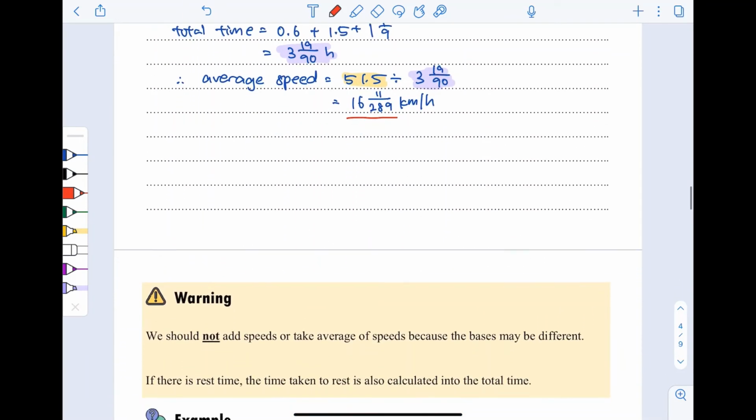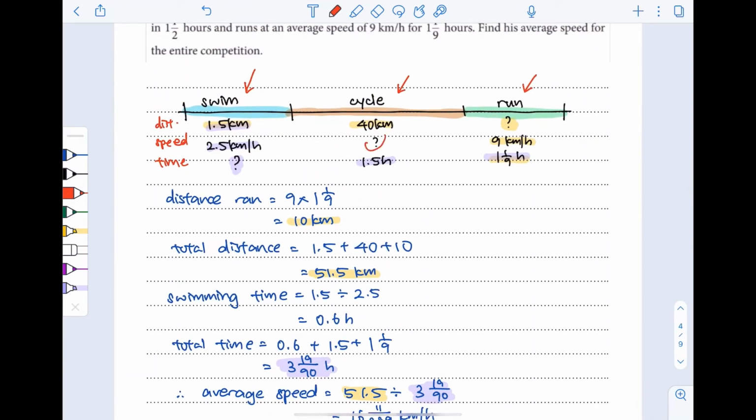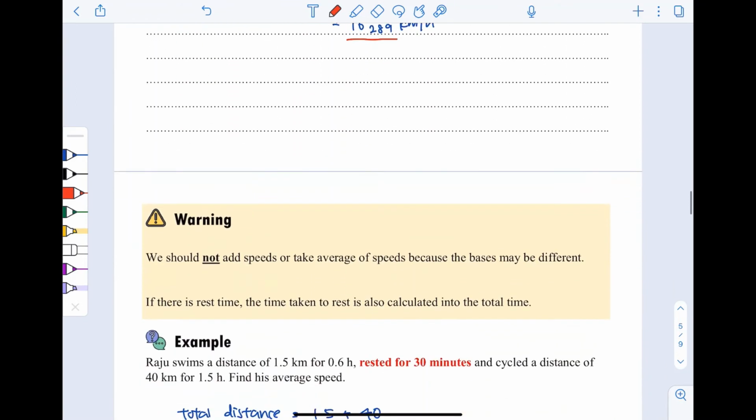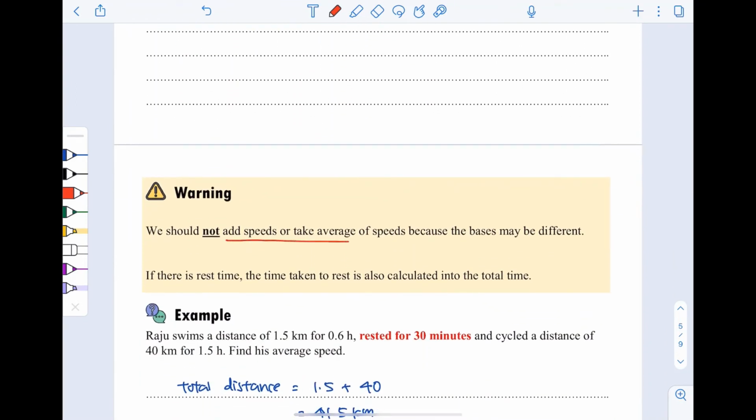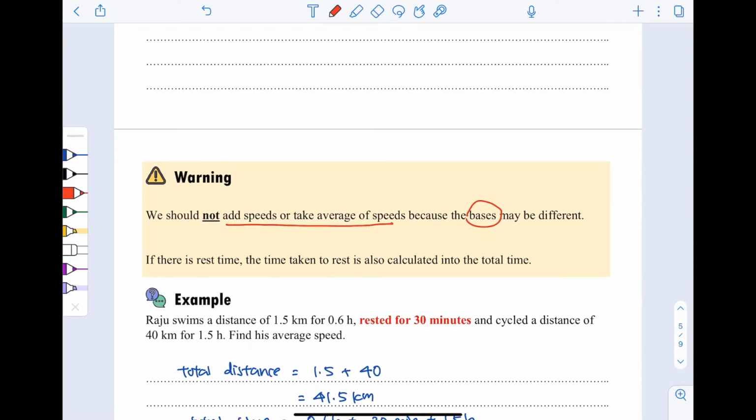At this point, I want to mention why it is that we did not need to find out the speed of cycling. We cannot add the speed or take the average of speed, and the reason is because the bases may be different. The base that we're referring to in this question is the time taken for different parts of the journey. Because the time taken for each part of the journey is different, we cannot add up the speed itself in order to figure out the average speed. Average speed will always have to rely on total distance over total time.